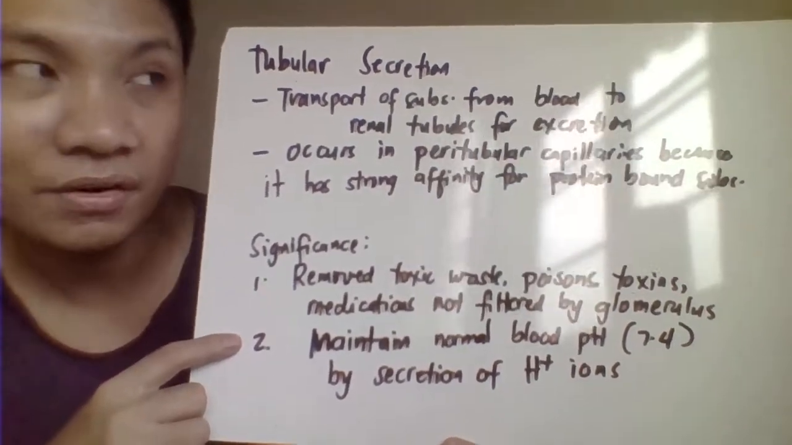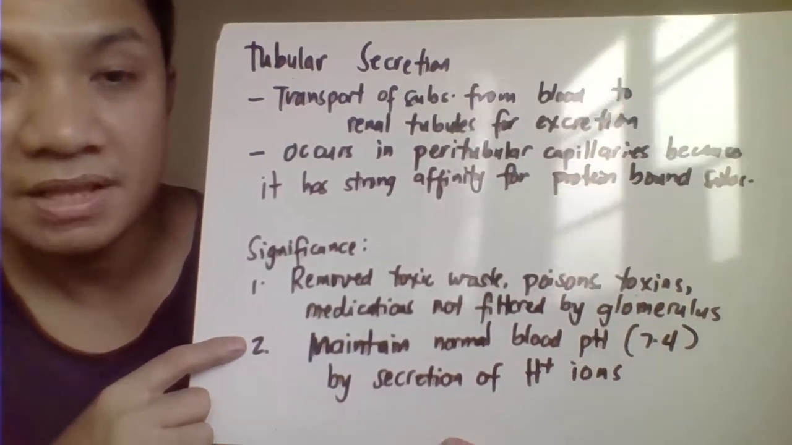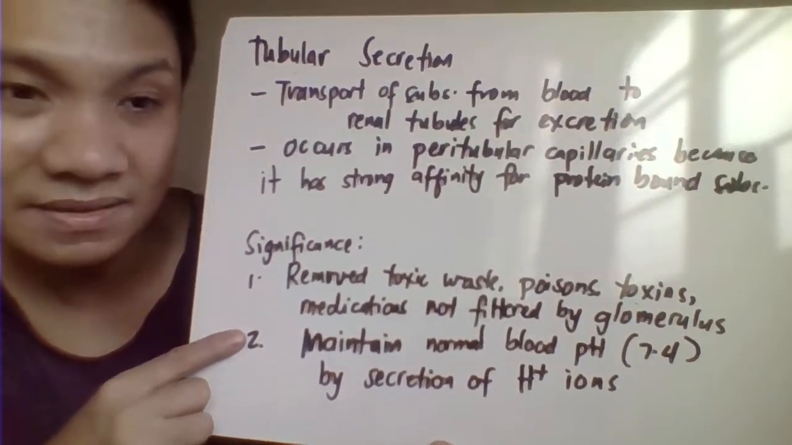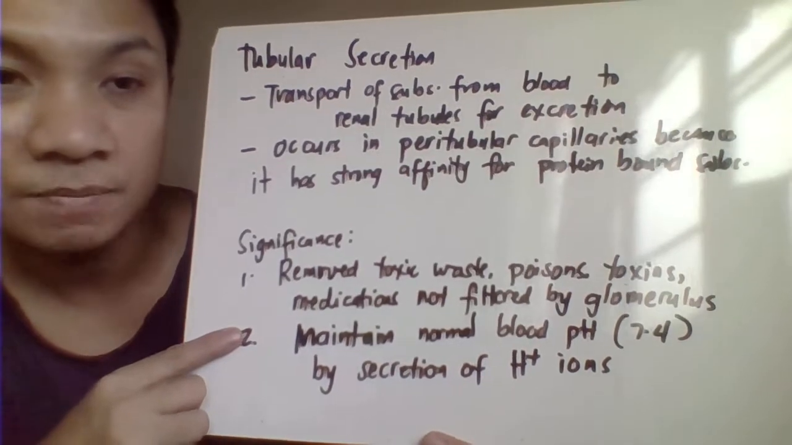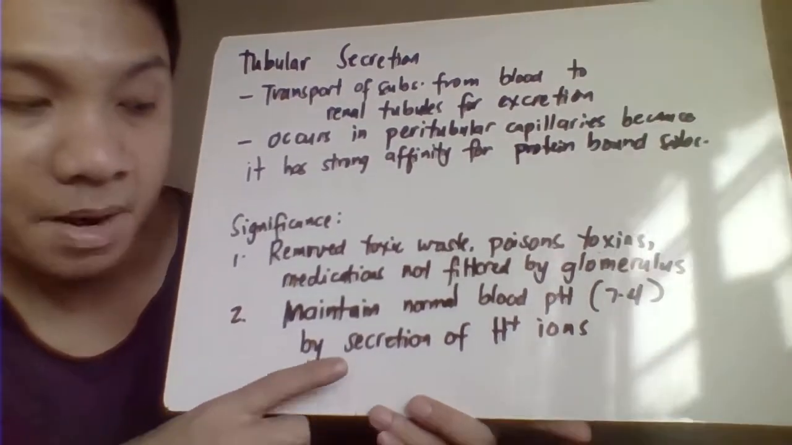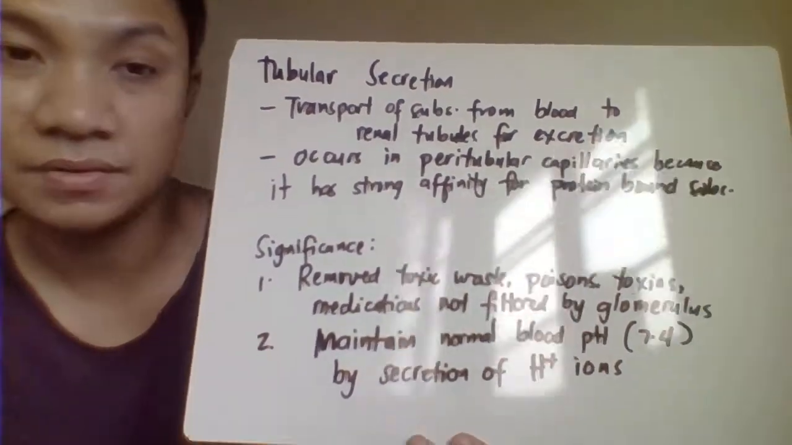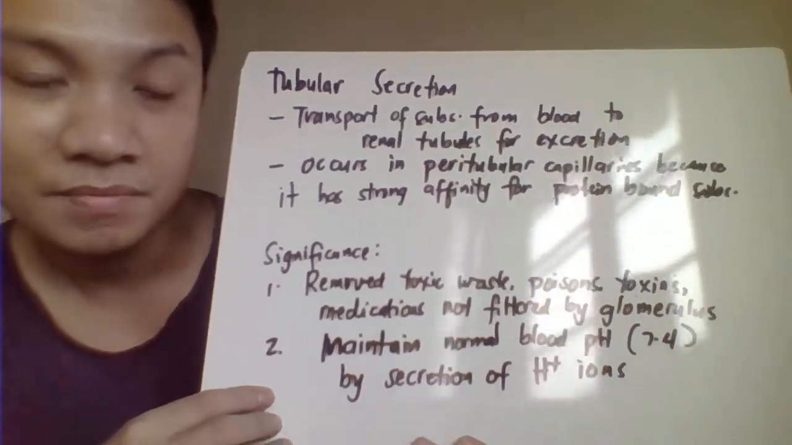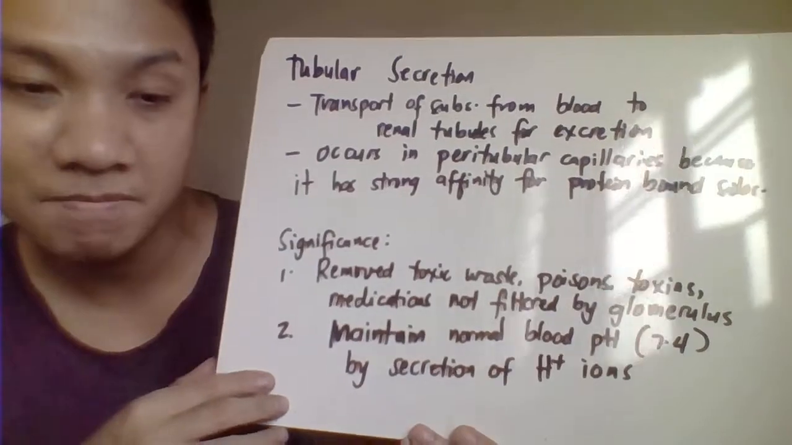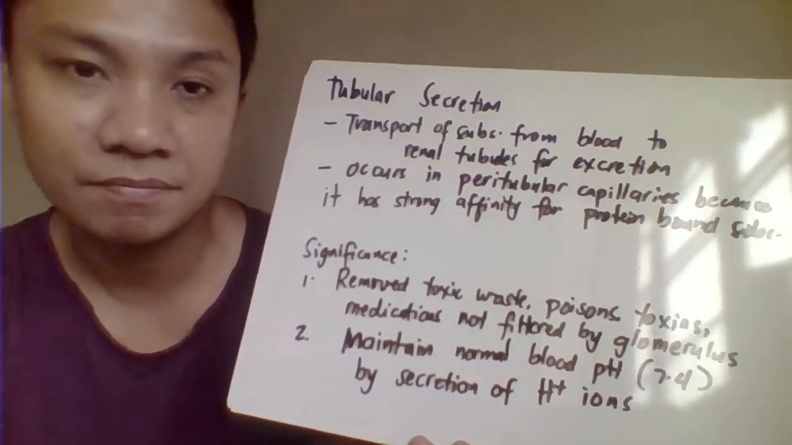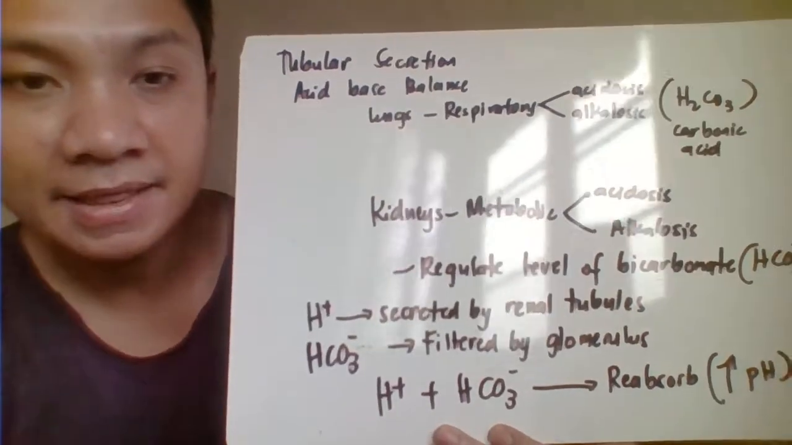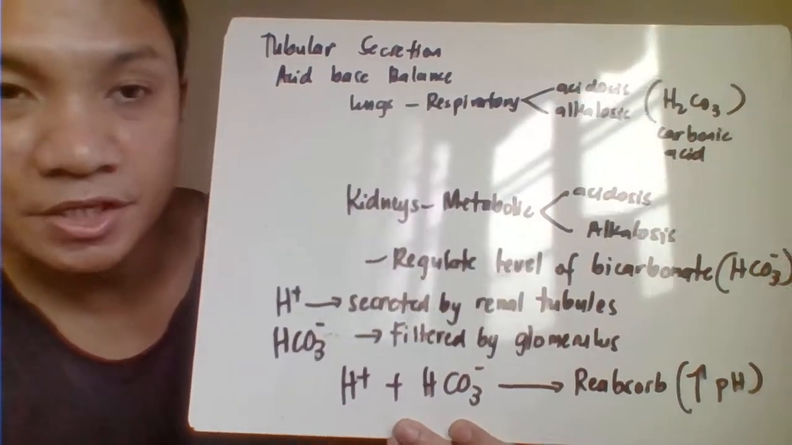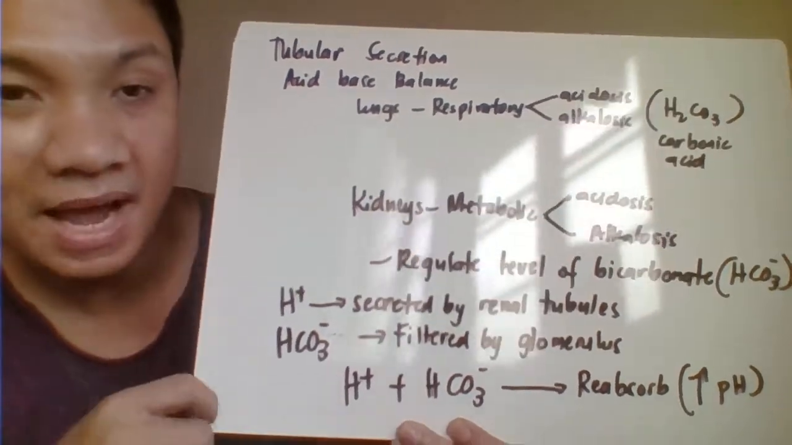The second function of your tubular secretion is for the maintenance of your acid-base balance, to maintain our blood pH at 7.4 by secretion of your hydrogen ions. So your renal tubules try to secrete hydrogen ions. It will help here to maintain our blood pH. Basically, another function of your tubular secretion is the maintenance of your acid-base balance.